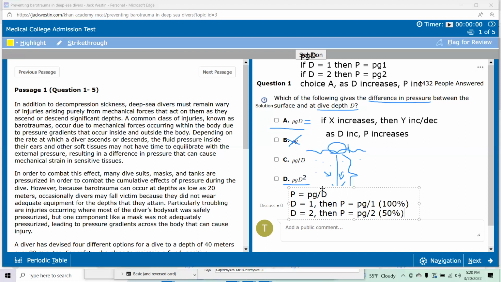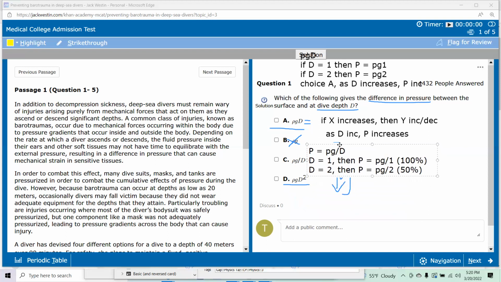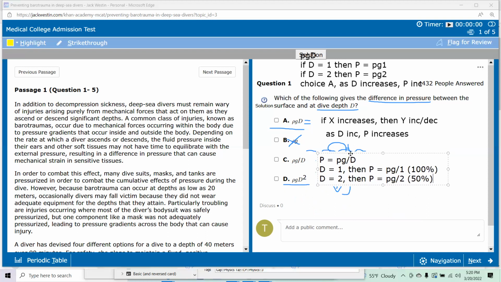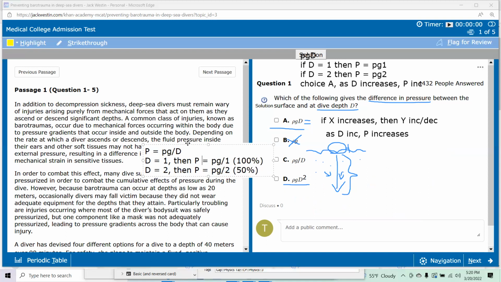So this is referring to choice C. We can see that as D increases, P decreases. By P, I mean pressure, right? So C is not the relationship we're looking for, because we were saying that as D increases, P should increase, right? So on that basis, we can eliminate C as well. Now we have to make a decision between PGD and PGD squared, right?